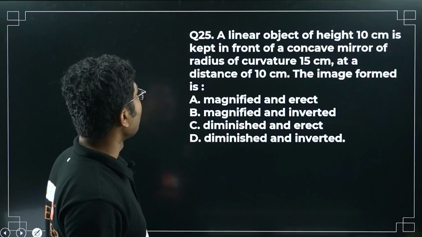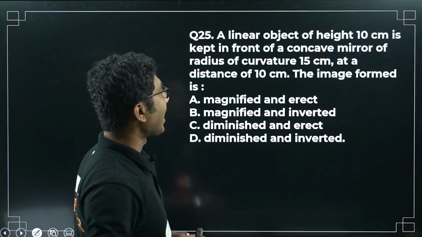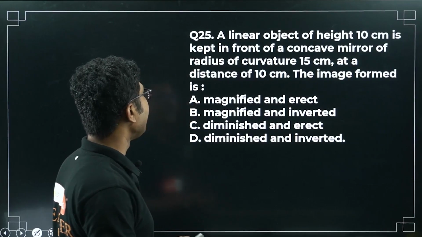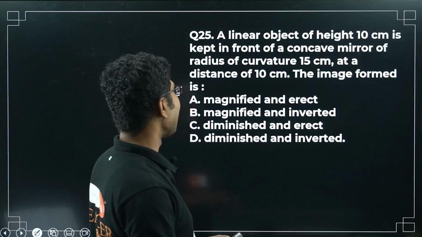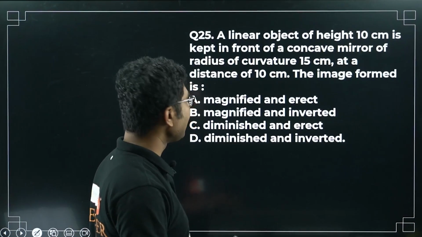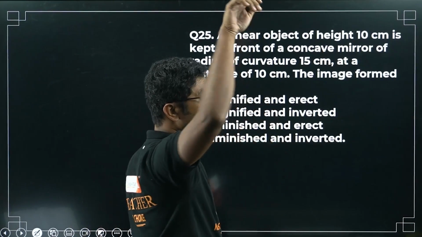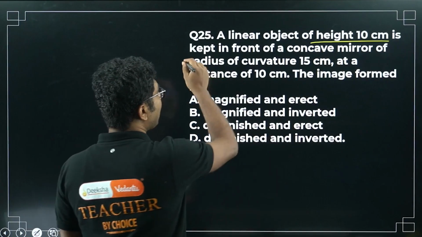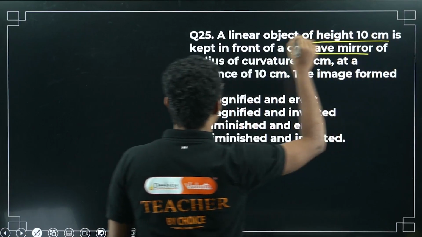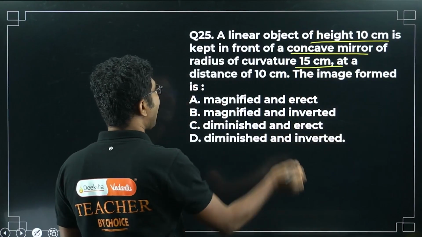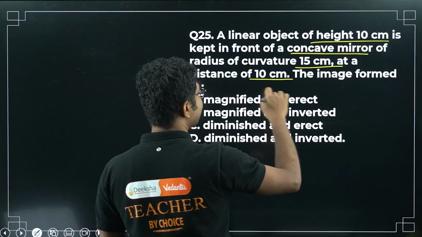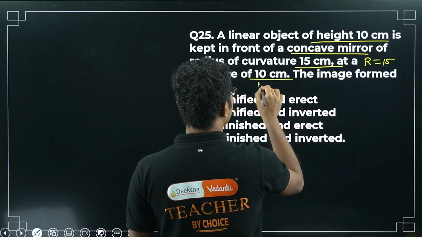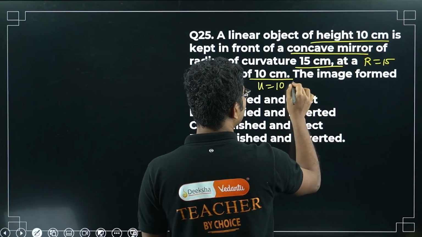Okay, next question. A linear object of height 10 centimeter is kept in front of a concave mirror of radius of curvature 15 centimeter at a distance of 10 centimeter. The image formed is... So what is all the information? A lot of information is given. One by one: height is 10 centimeter, kept in front of a concave mirror of radius of curvature 15 centimeter at a distance of 10 centimeter. Radius of curvature is given, r is 15, and u is 10 without sign.